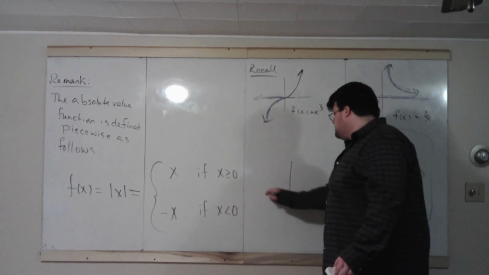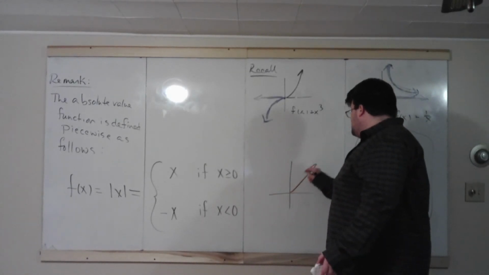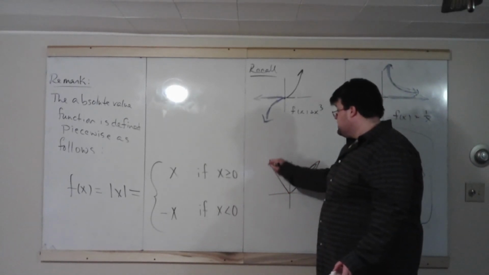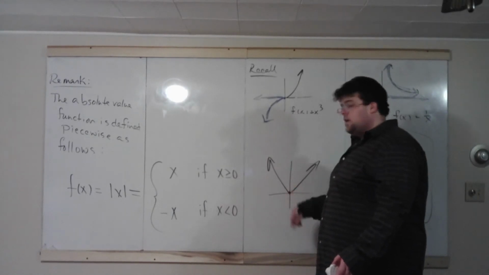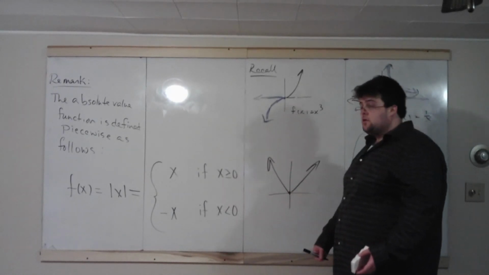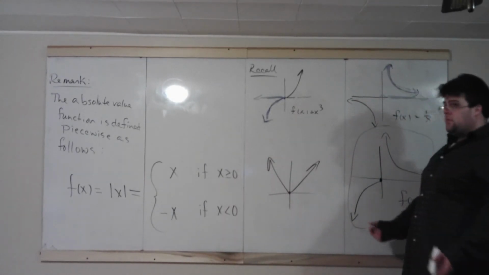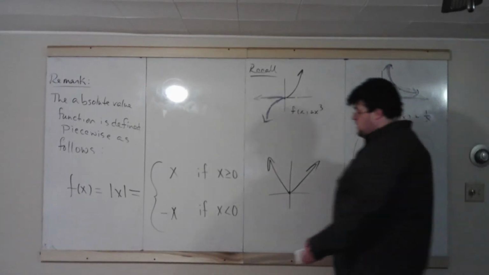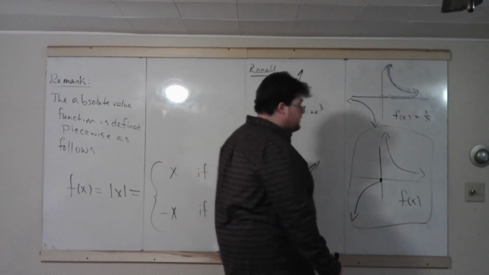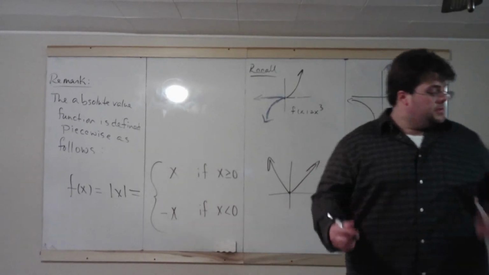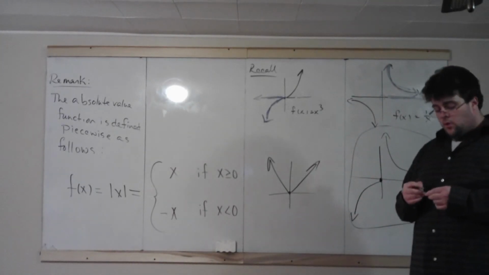And the first piece looks like this, the second piece looks like this. And notice in this example, they do happen to meet up at 0, 0. In this first one, they didn't meet up. More on that at the end of week 2, on Thursday of week 2, I believe it is. But these graph transformations are important.